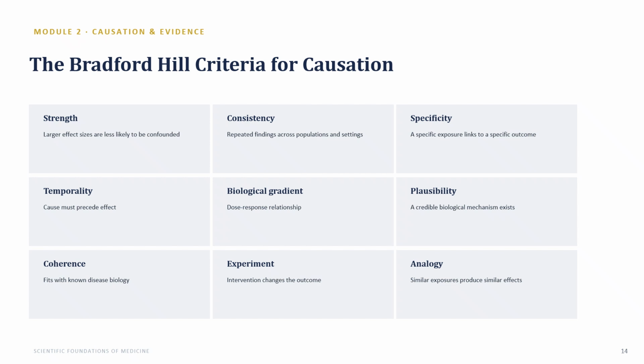So coming to the Bradford Hill criteria, they provide a systematic approach to determine whether an observed association is causal. These include consistency, temporality, biological plausibility, and experimental evidence. We have nine categories here: strength, consistency, specificity, temporality, biological gradient, plausibility, coherence, experiment, and analogy.